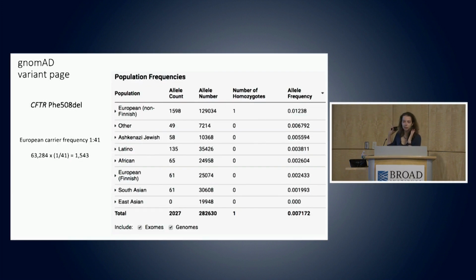This is the heart of each variant page. It's the allele frequency table. So it breaks it down by all of the ancestries, the number of counts in each ancestry, and then the allele frequencies in each ancestry.